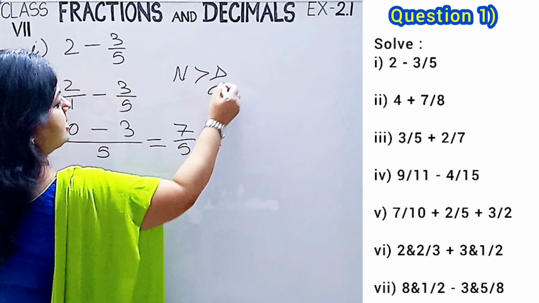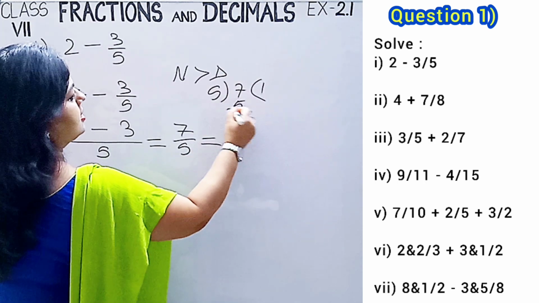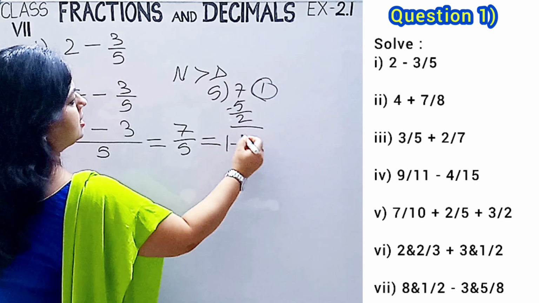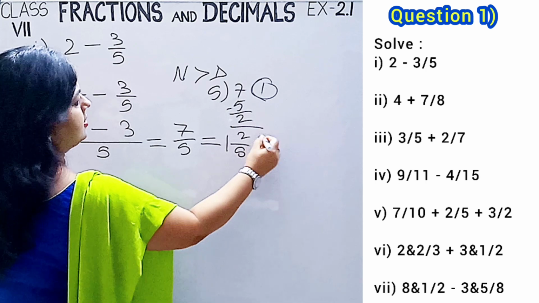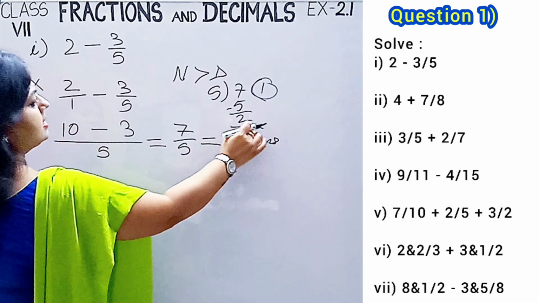So how to change? In this way. 5 ones are 5. Here 2. So the answer is 1 and 2 upon 5. So you can write down the answer in this way also and this way also.